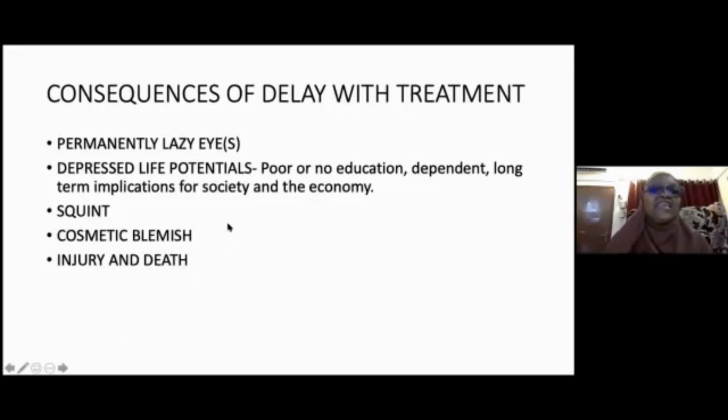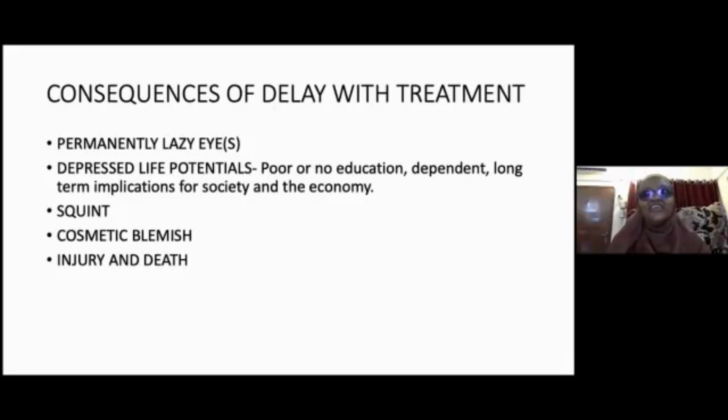Now, in the long term, if you have a child who is bilaterally blind from cataracts and is unable to cope with vision and school, of course, the child has depressed life potential, poor or no education. Statistics have it that 90% of blind children never make it to school, 90%. And so we need to look for a way to quickly get children out of blindness so we can optimize their future potential, which is what this foundation is concerned about. If a child has poor vision, poor education, they're going to end up dependent because their prospects for employment will be dim. They end up dependent, and there are long-term implications of such for society and the economy.